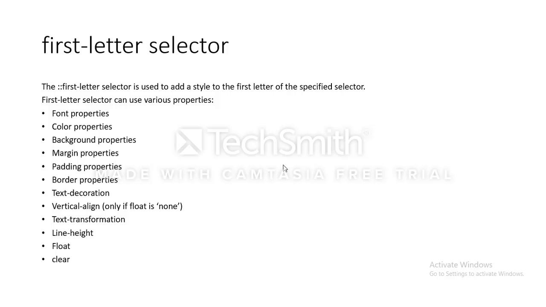Another one, the first letter selector, is used to add style to the first letter of the specific selectors. The first letter selector can use various properties such as font properties, color properties, background properties, margin properties, padding properties, border properties, text decoration, vertical align, text transformation, line height, float, and clear.